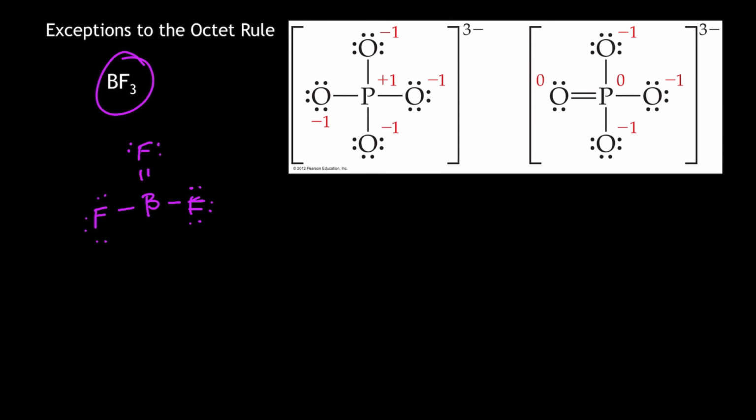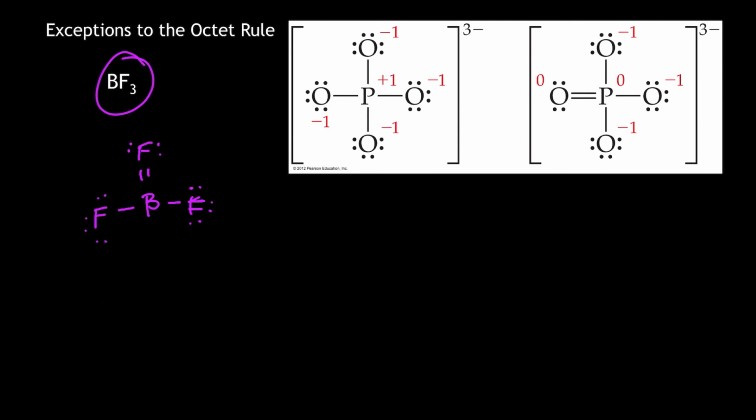Everybody has an octet. But if this were the most accurate structure for boron trifluoride, what would be true? Right. One bond would have to be stronger and shorter than the rest of them. How could we rectify that? We could say, oh, perhaps there are resonance structures. And then you could draw a set of resonance structures, which would explain why the BF bonds are equal in length and strength. There are 3 equal BF bonds.